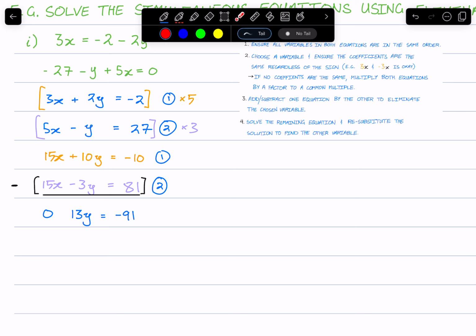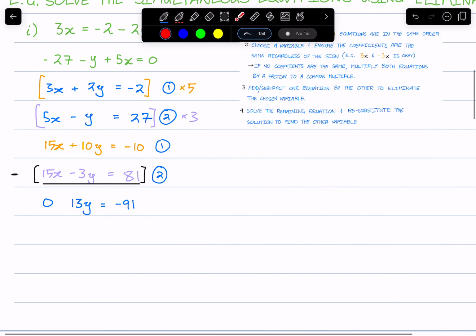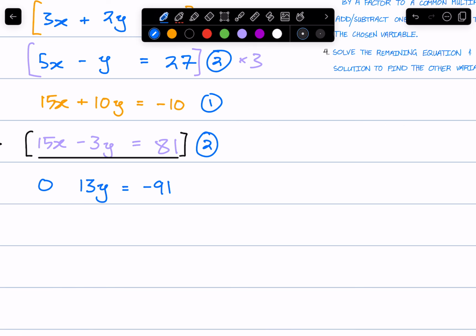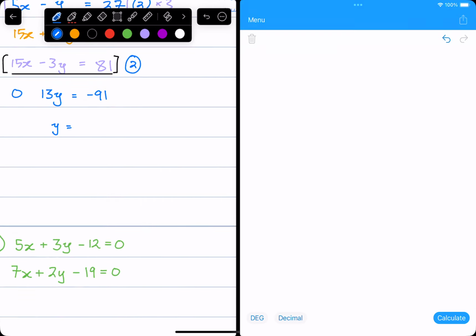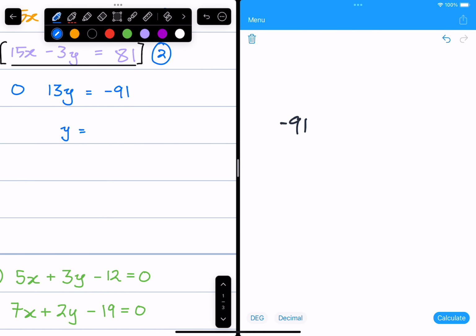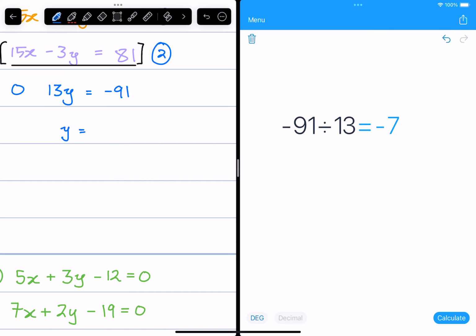Now on to step 4, it becomes rather obvious what we need to do. All we now need to do is just solve the remaining equation. And then whatever answer we get, we substitute that back into the original equation, and we'll find the other variable. So to solve this, we just divide both sides by 13. Just grab a calculator here. Negative 91 divided by 13 gives us negative 7. So y is negative 7.